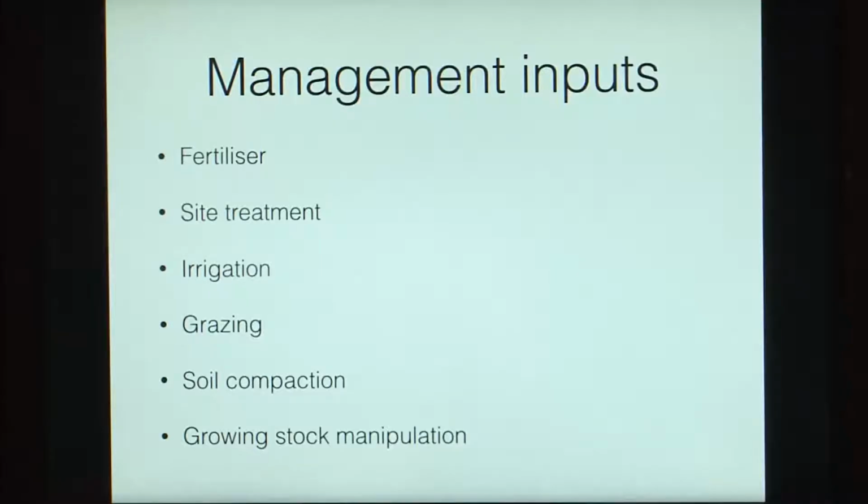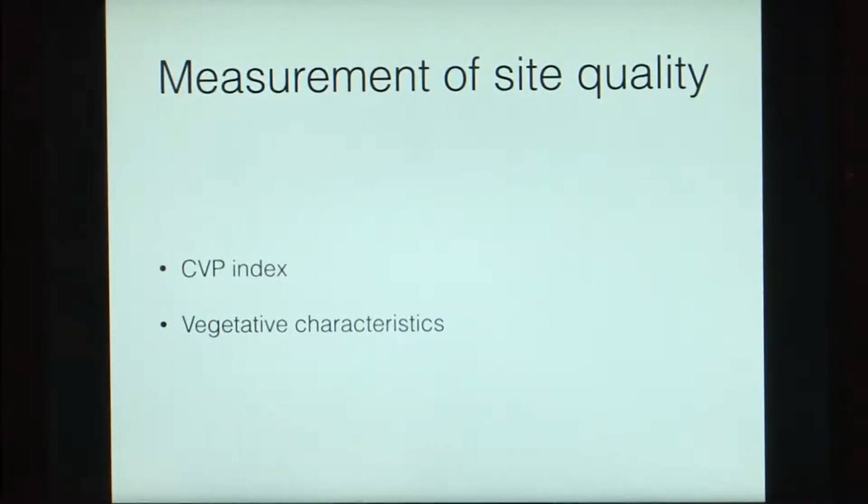So, coming back to the slides. How do we measure the site quality? In the case of site quality, we are using the equation site productivity is equal to site quality plus management, and now we are interested in finding out the site quality itself. This site quality can be figured out in a number of ways. Two of the most common ones are the CVP index and the vegetative characteristics. So, let us look at the CVP index.